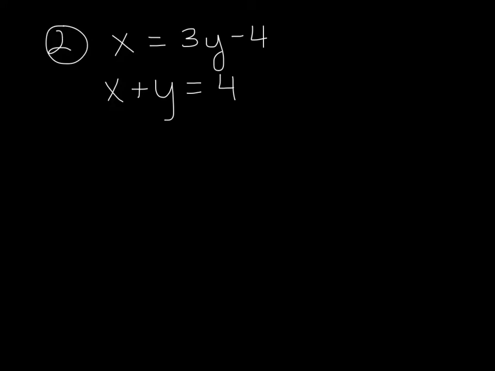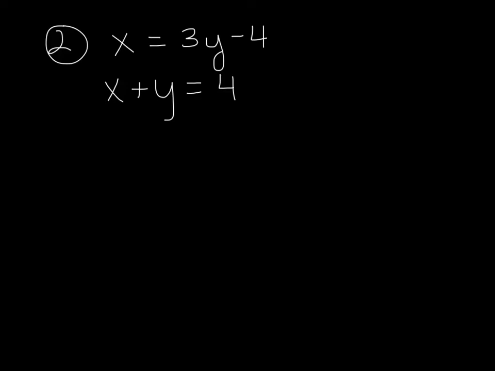All right, here's another one. So our first equation here, x equals 3y minus 4, and x plus y equals 4. So this one here is in terms of x. It's x equals 3y minus 4. Now we don't even know how to graph this one, and this one would be harder to graph too, because it's in standard form. So the easiest method here would be substitution.